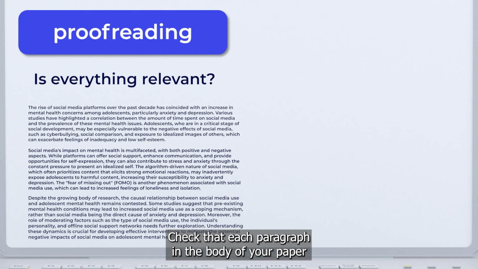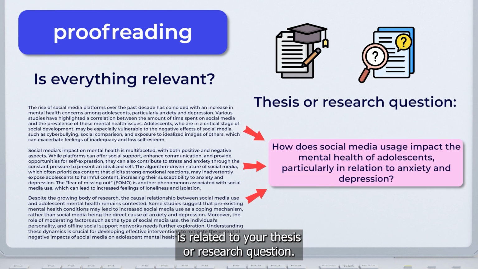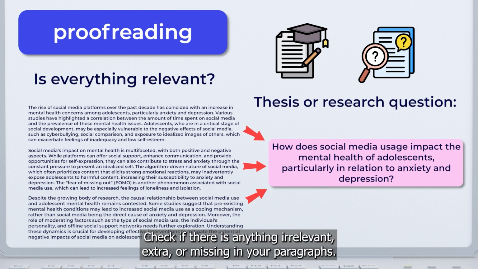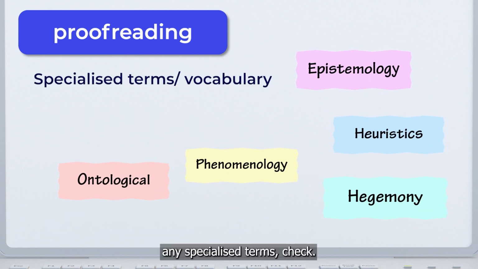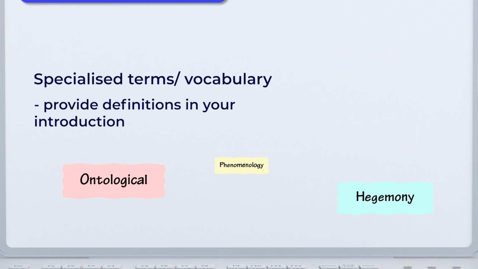Check that each paragraph in the body of your paper is related to your thesis or research question. Everything that you write in your academic paper should be relevant to your topic. Check if there is anything irrelevant, extra, or missing in your paragraphs. If you are using any specialized terms, check, have you given definitions of these terms in your introduction?